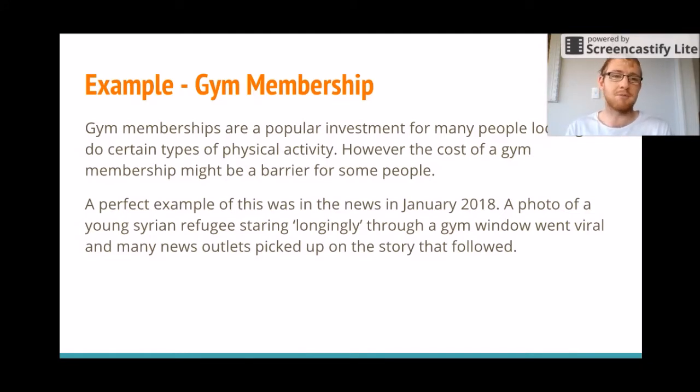And there's a perfect example of this. It was in the news in early January 2018, a photo of this young Syrian refugee, and he's staring through the window of this gym. Someone took a photo of it and it went viral, and heaps of news outlets picked up on the story. We're going to have a look at that now.